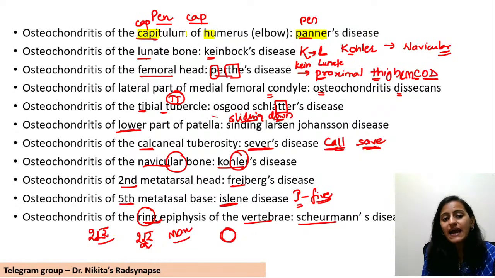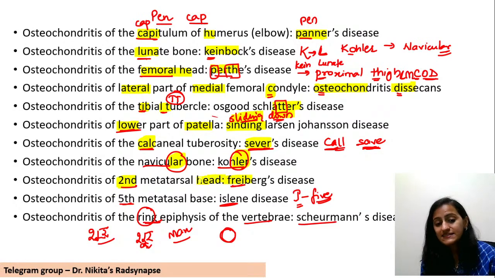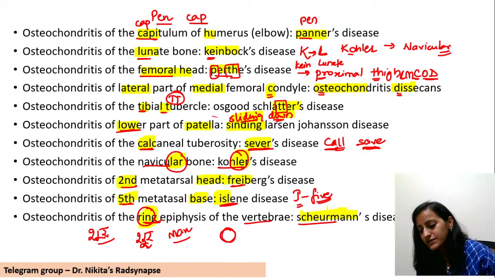So quick revision, capitate is Preiser's, lunate is Kienböck, femoral head Perthes. Then you have condyle, osteochondritis dissecans. It's the medial condyle, lateral part. Tibial tuberosity, Osgood-Schlatter. Lower patella, sliding down, Sinding-Larsen. Calcaneum is Sever's. Navicular is Köhler. Second is your Freiberg's. This is second head. And this is fifth metatarsal base. High five, and ring is your Scheuermann's.